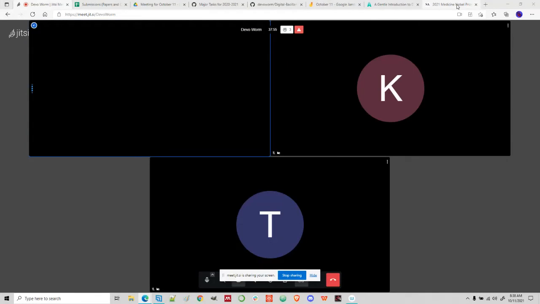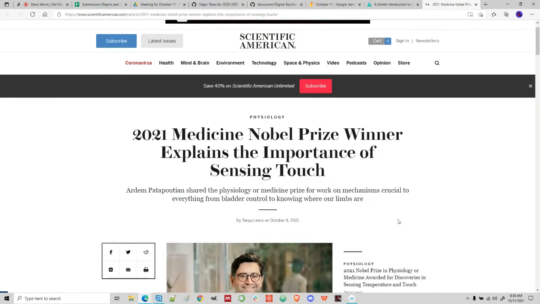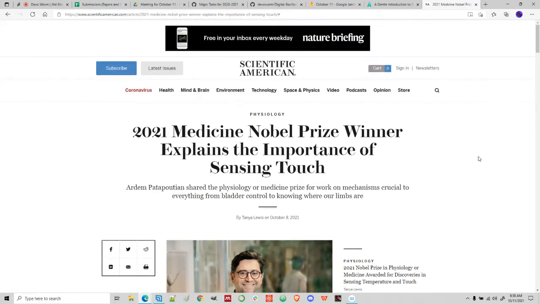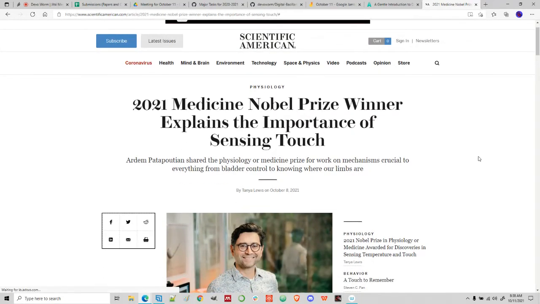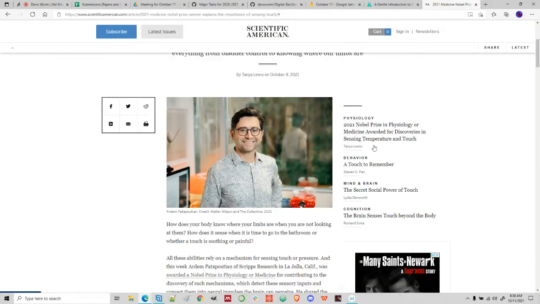And so with that long-winded introduction, I wanted to talk a little bit about this, because it's actually interesting in a neuroscience sense. This prize is very neuroscience-centric. This is the 2021 Medicine Nobel Prize winner, explaining the importance of sensing touch. Ardem Patapoutian, who shared the Physiology or Medicine Prize for work on mechanisms crucial to everything from bladder control to knowing where our limbs are.